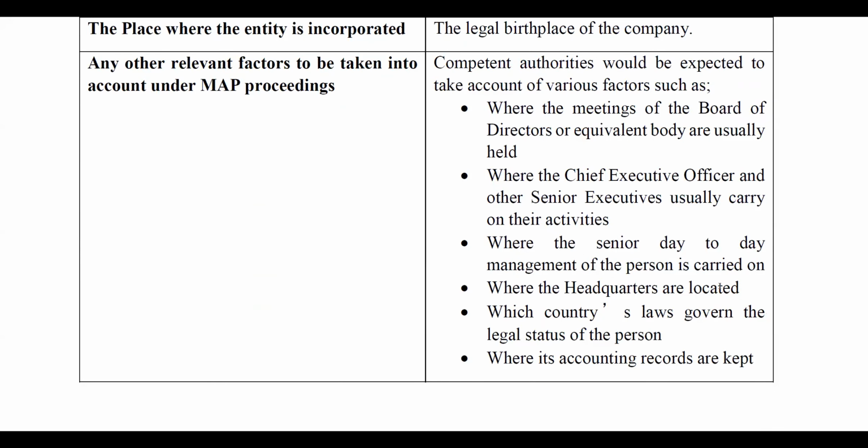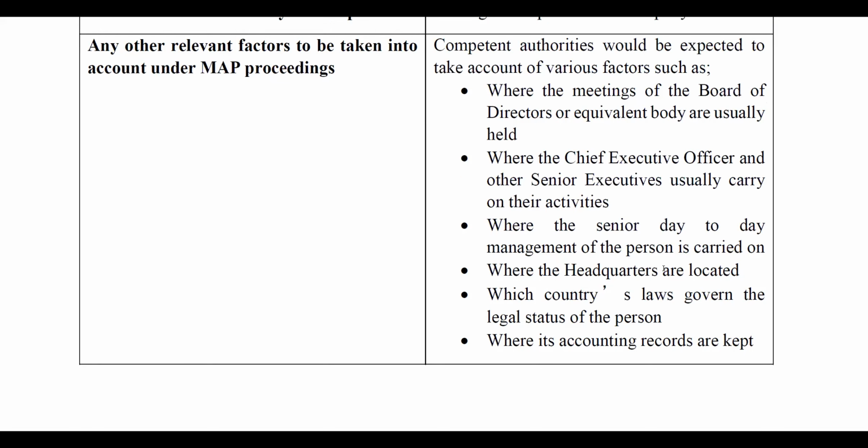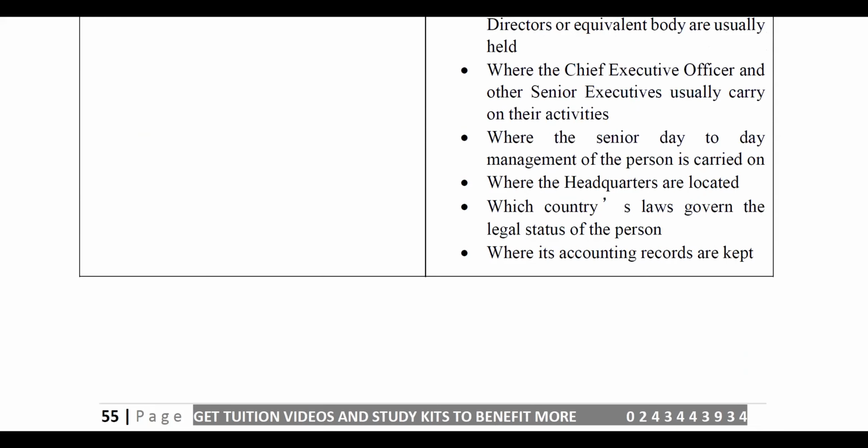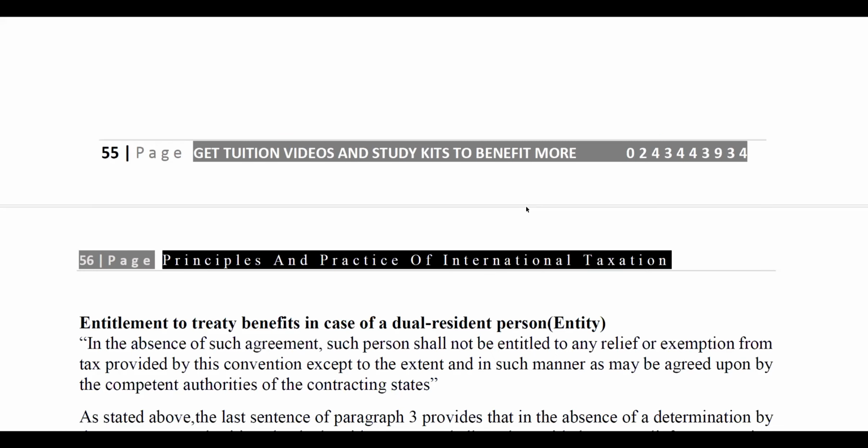So we take into consideration other factors before finally deciding which country has more points against the other, to decide which country this company is resident in. So we look at where the board of directors do their meetings, where the CEO and other executives carry on their activities, where the senior day-to-day management of the company is carried on, where their head office is located, which country's laws govern the legal status of the person, where the accounting records are kept. We look at all those things, right? And the state which has the majority of them, or where the place of effective management and the legal place take hold, and other factors go inside, that is where we decide, right?